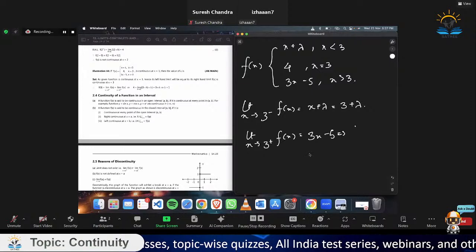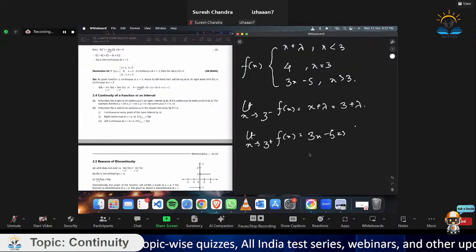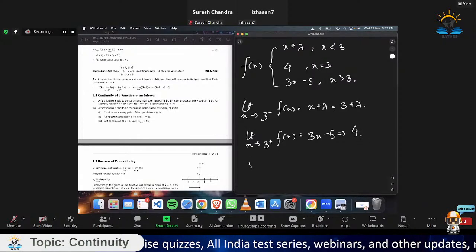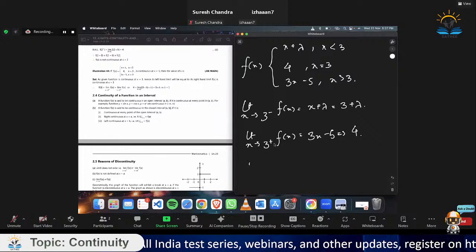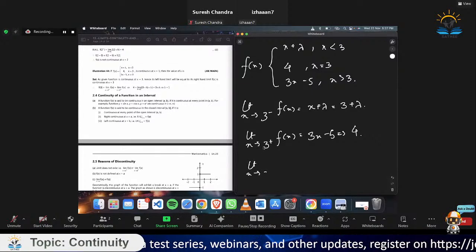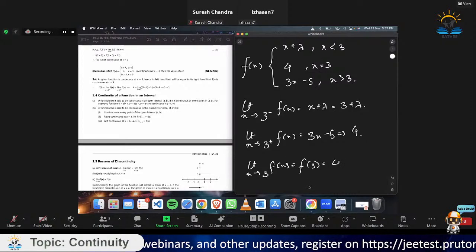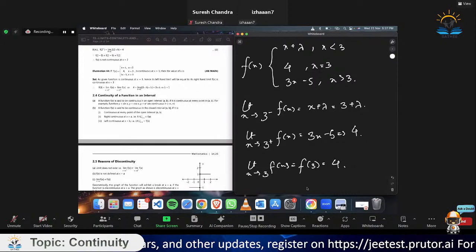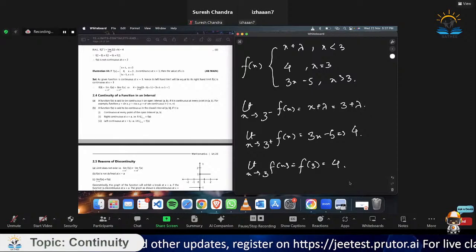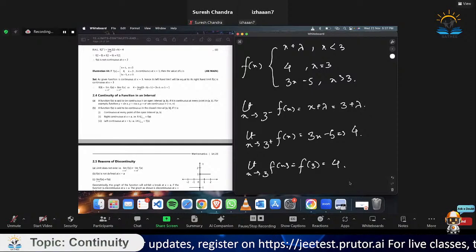Now for it to be left continuous, or simply continuous, LHL should be equal to RHL. So 3 plus lambda should be equal to 4, and lambda should be equal to 1. Now let's move on.